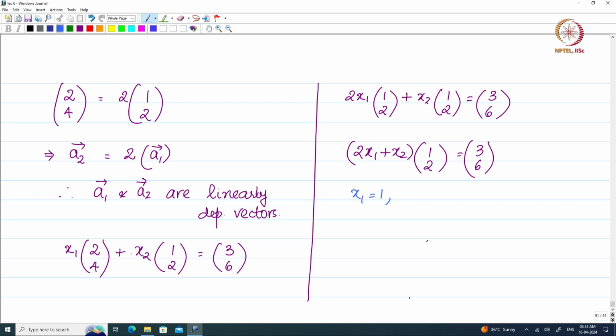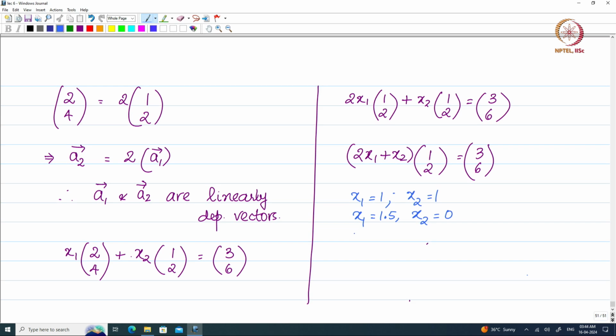This is what we have, and here we can see very clearly that x1 equal to 1, x2 equal to 1 gives me 3 6; x1 equal to 1.5, x2 equal to 0 again gives me 3 6; x1 equal to 0, x2 equal to 3 also gives me 3 6, and so on. And that is what we call infinitely many solutions.